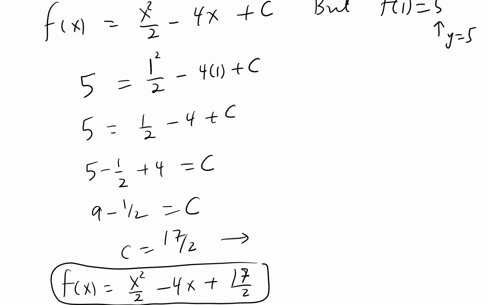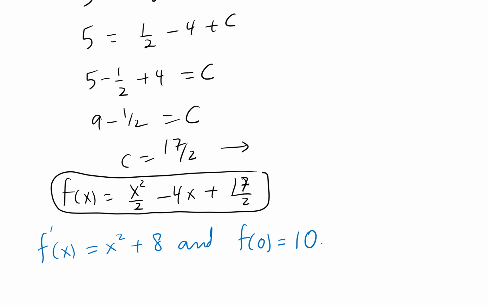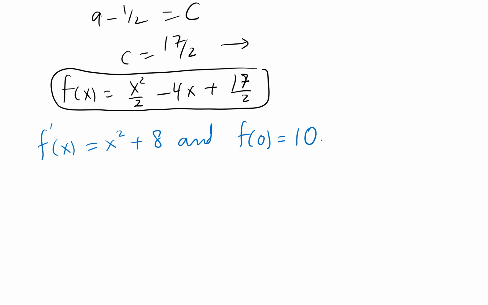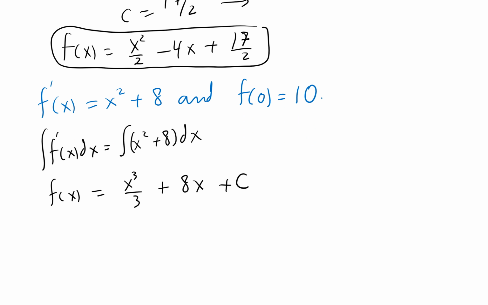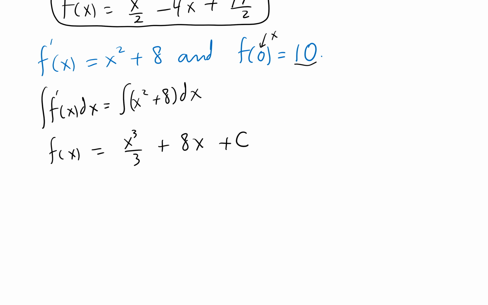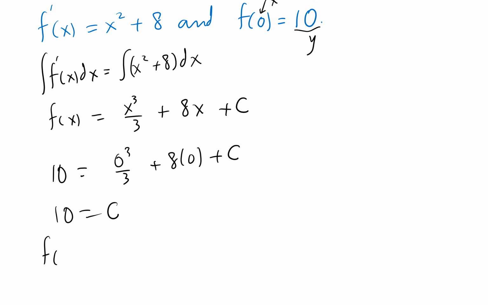We'll give another example similar to this. We need f of x if f prime of x is x squared plus 8 and f of 0 equals 10. We need to integrate both sides. So f of x equals x to the third over 3 plus 8x plus c. Don't forget the plus c. And what we need to do here is substitute x equals 0 and y equals 10. So 10 equals 0 cubed over 3, plus 8 times 0, plus c. So c is 10. Then you put it back in to get the function f of x, which is x to the third over 3 plus 8x plus 10.